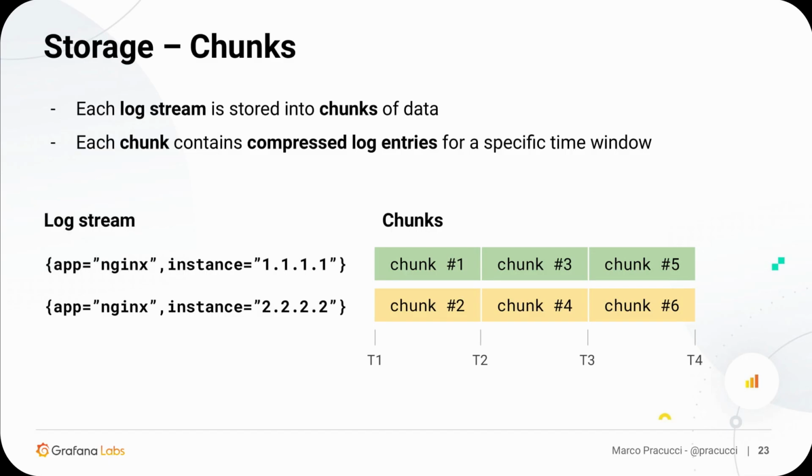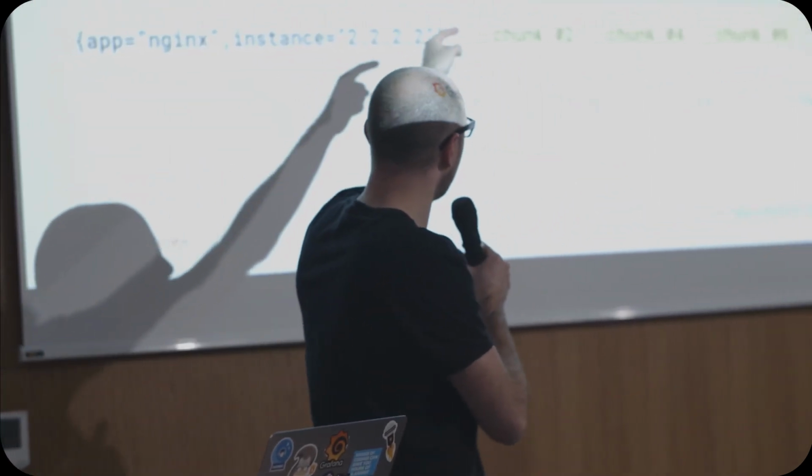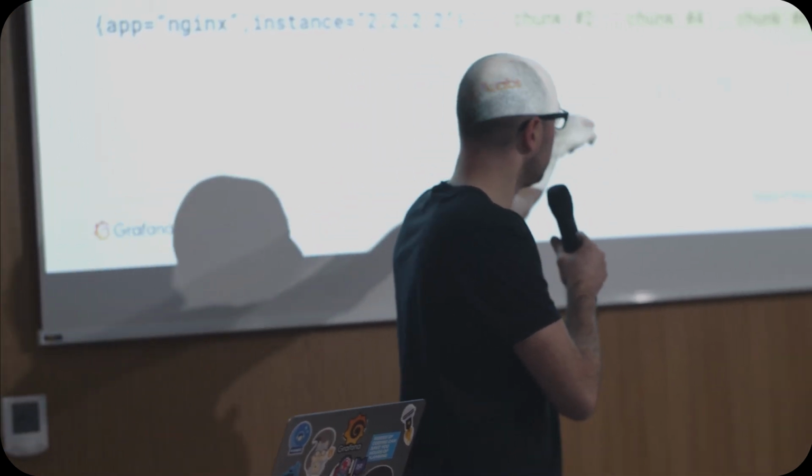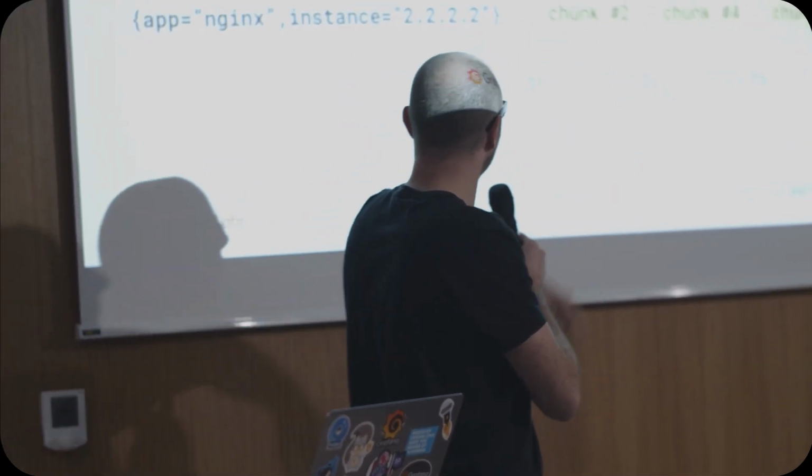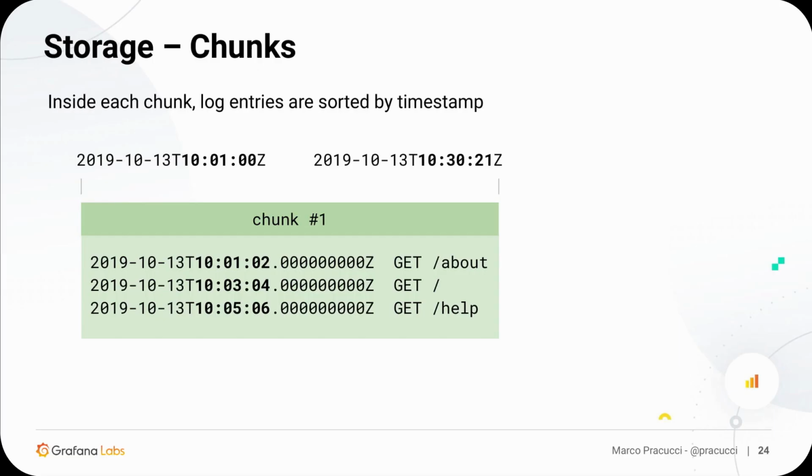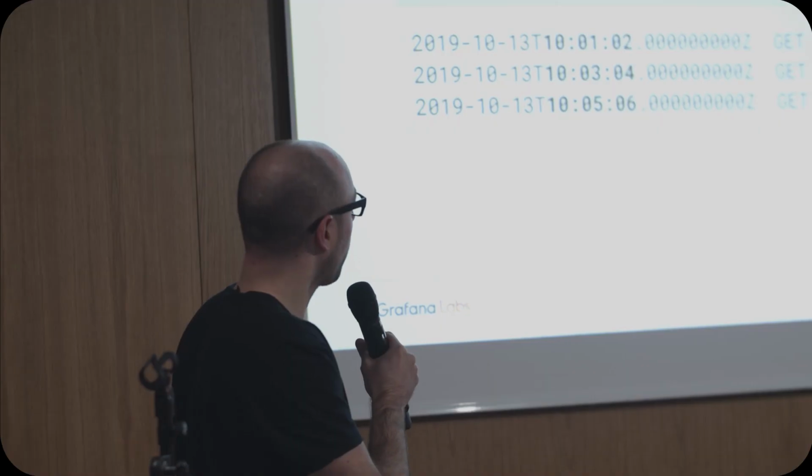So each log stream, like this one or this one, over time builds up a series of chunks. Each chunk contains the compressed logs for a specific time range. Like between time T1 and T2, we have one chunk for each log stream. And then between time T2 and T3, we have another chunk for each log stream, and so on. If we look inside each chunk, it contains all the compressed logs for one single log stream given a specific time range.